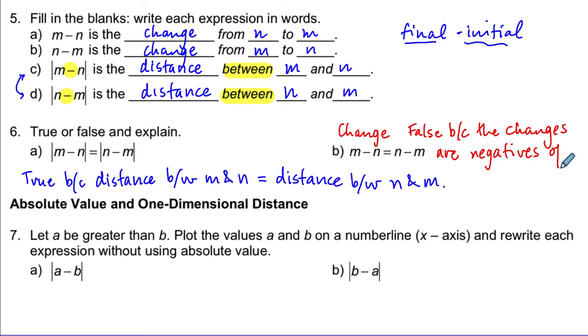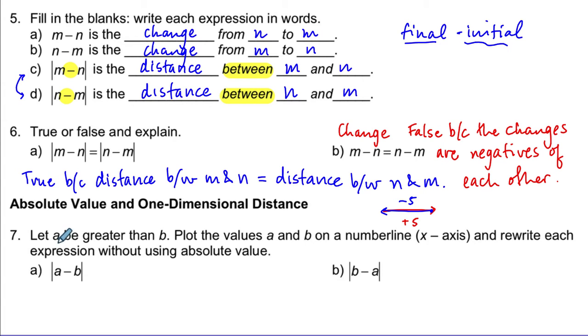Which means that those values, whatever m minus n and n minus m work out to be, they will be negatives of each other. One positive, one negative, because one will be an increase going to the right, and the other will be a decrease going to the left by the same number of spaces. So the first one is true, and the second statement is false.